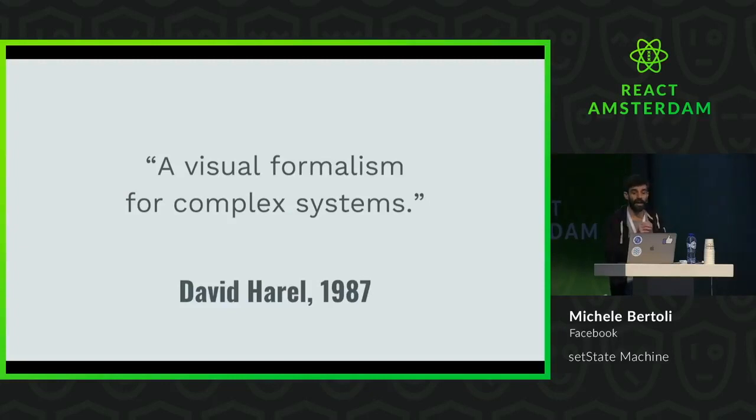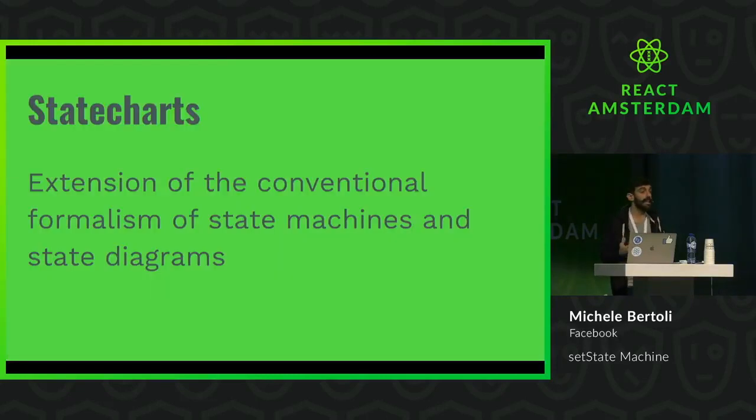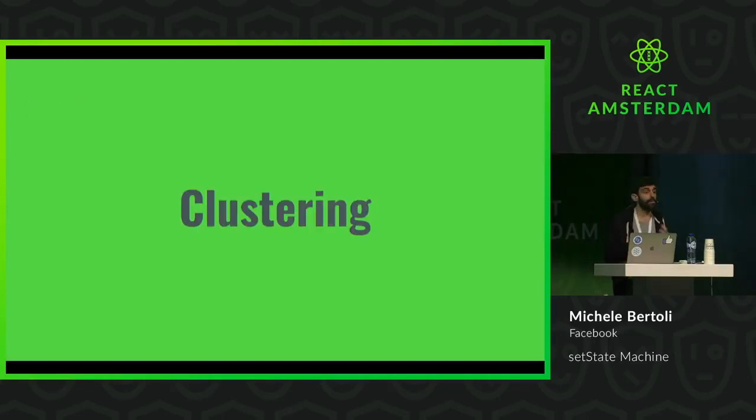They've been defined in 1987 by David Harel in a paper. And it's basically an extension of the conventional formalism of state machines and state transition diagrams that we have seen before. Basically, it solves the problem that I just showed you. I'm going to go through the main features of this paper to show you what problems it's going to solve, and then we're going to see how we can implement this in code.